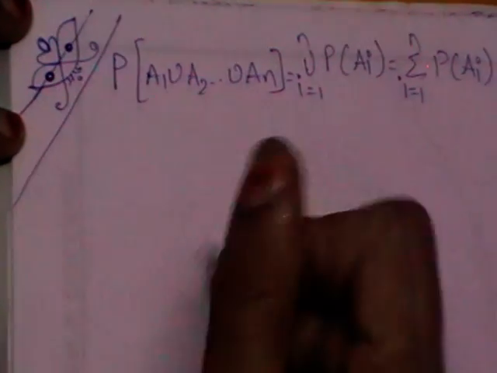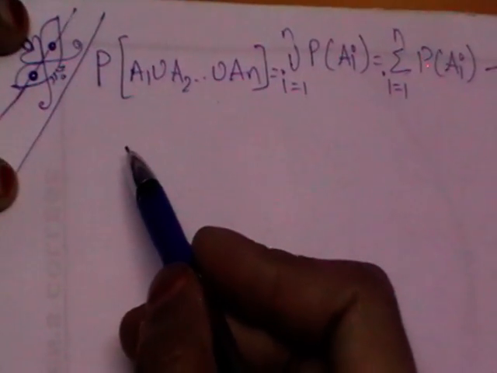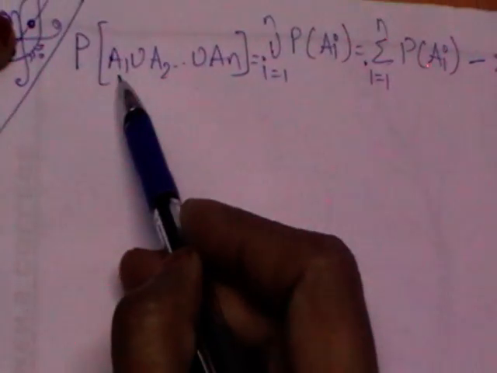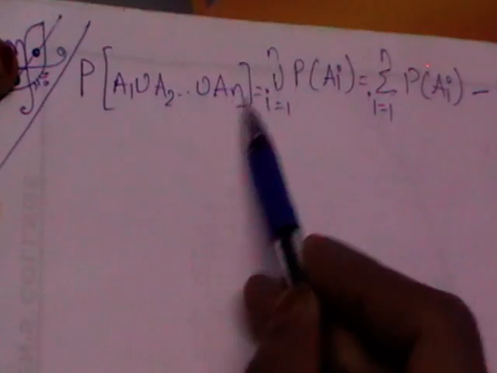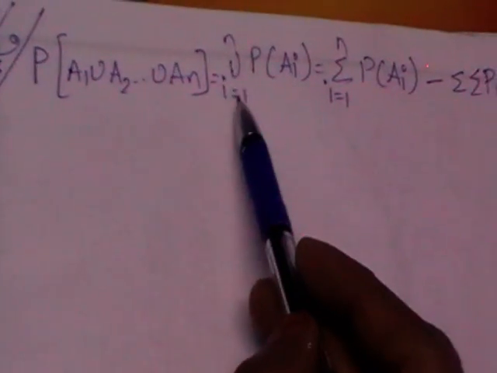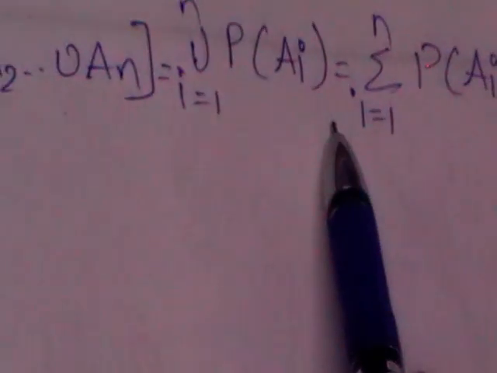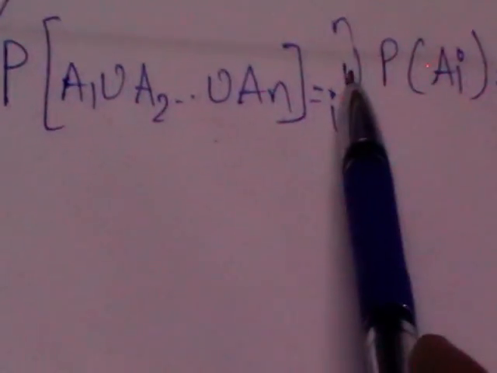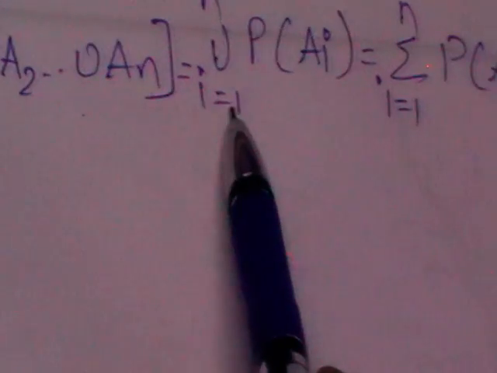So this is a statement of addition theorem. As I said to you, addition theorem involves union. Probability of A1 union A2 union so on An, the union from i equal to 1 to n, means the same as you have n number of unions here. You can write that as union i is equal to 1 to n.